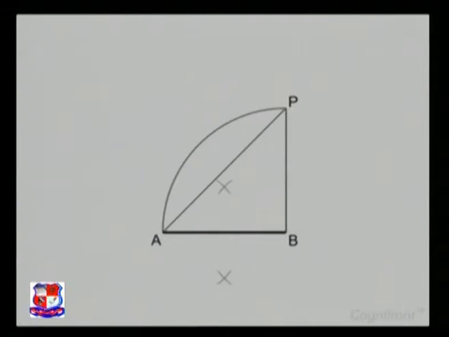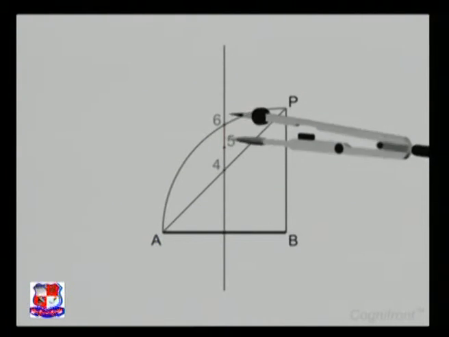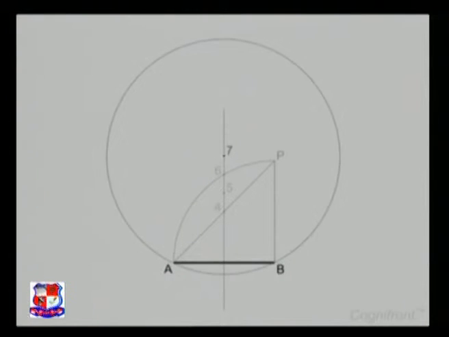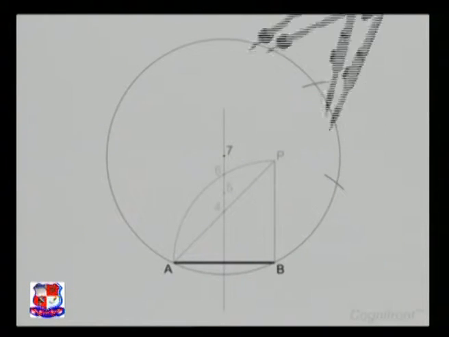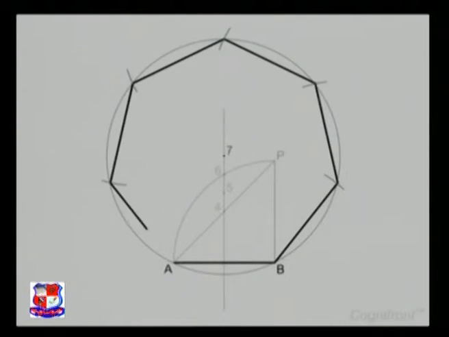Then draw the perpendicular bisector of line AB, which intersects the line AP at point 4 and the arc AP at point 6. After that, bisect the line 4,6 to obtain point 5. Measure the distance of line 5,6 and transfer it above to obtain point 7. Draw a circle using point 7 as the center and radius A7. Using a compass, make 7 equal parts of the circle with side length as AB. So here is our heptagon.